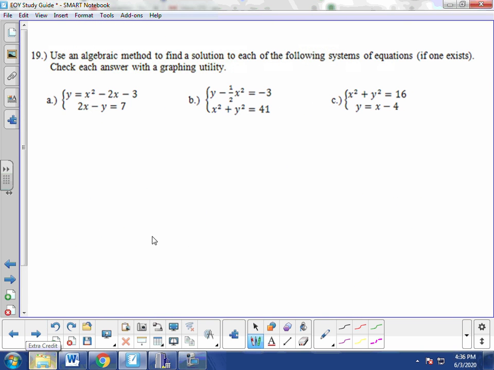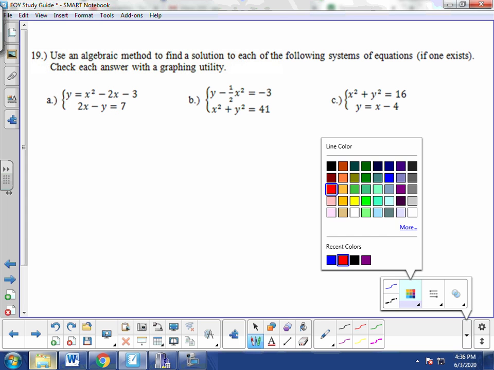Let's take a look at some other systems of equations in problem number 19. In problem number 19, we're working again with a two-variable system of equations, but now these are no longer linear. In this first example, I have a quadratic equation and a line. The easiest way to do this, in most cases, not all cases, is through substitution.